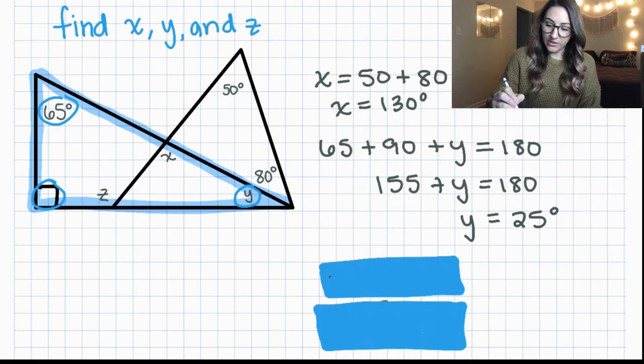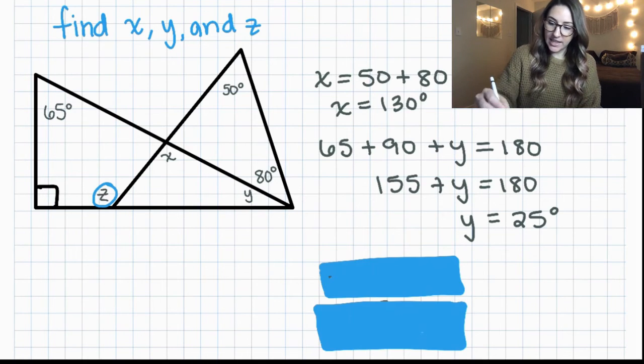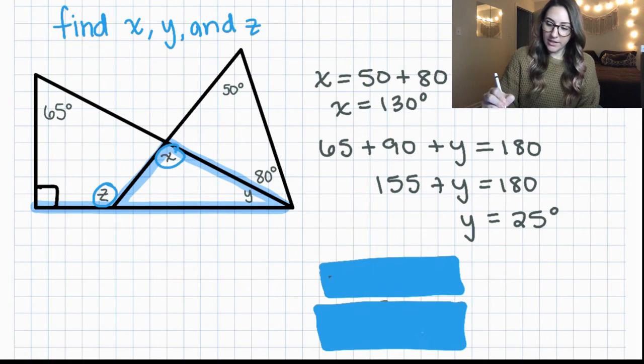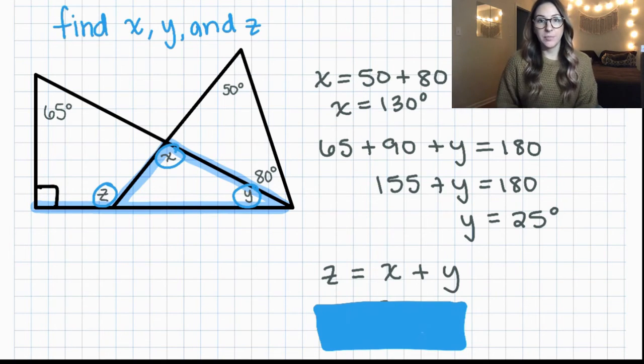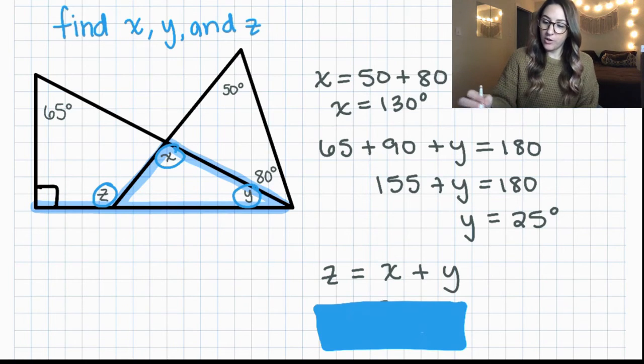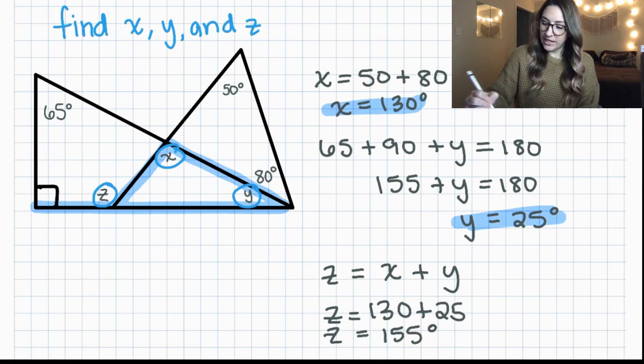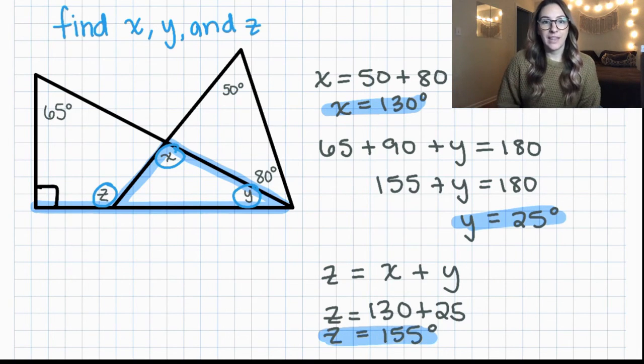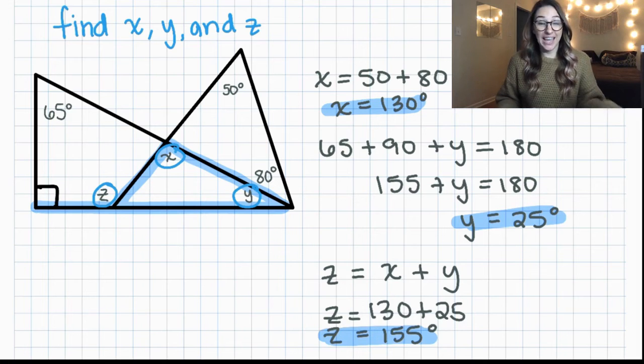And now we're ready to go ahead and solve for z. So with z, I can see that z is an exterior angle of this triangle right here. So the two interior angles would be x and y, which would mean that z has to equal x plus y. Well, we already know that x is 130 and y is 25, so z has to equal 130 plus 25, which is 155. And then we solve for those missing angles in that diagram.